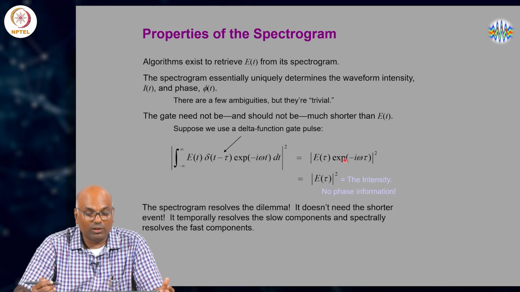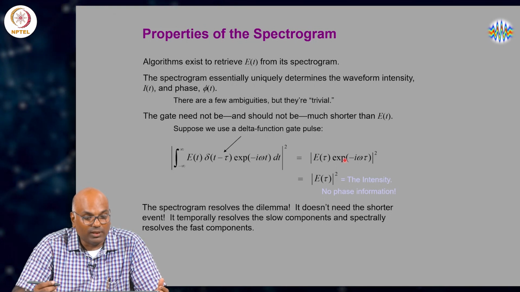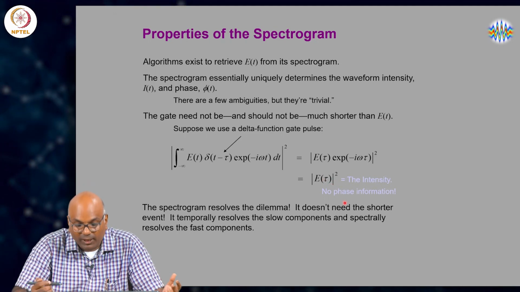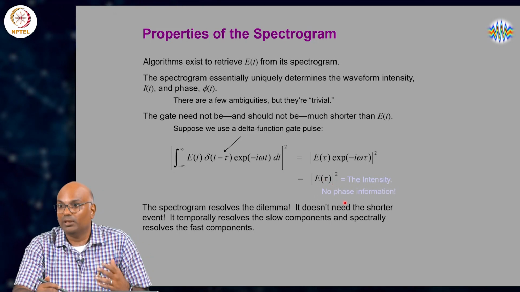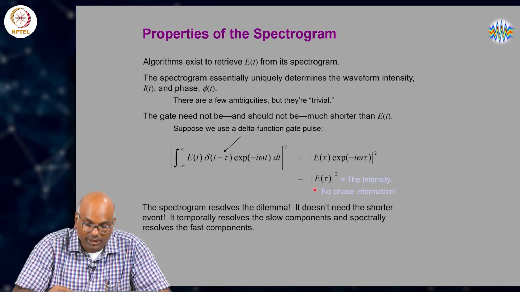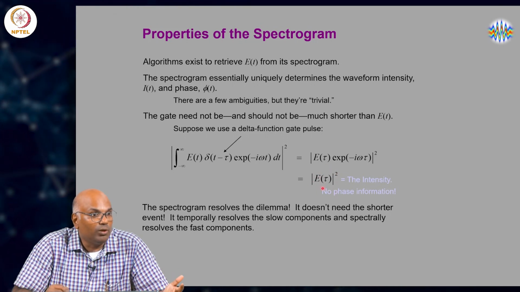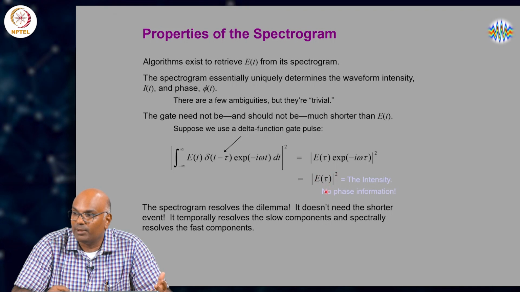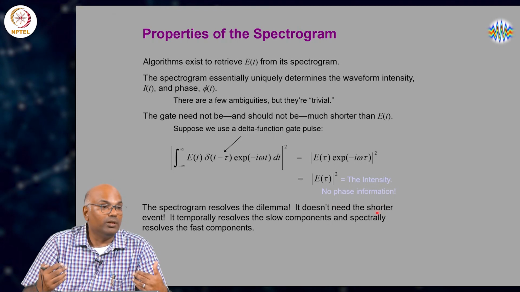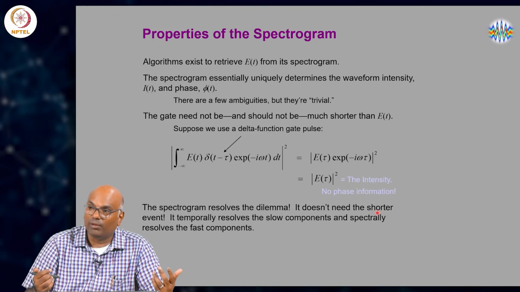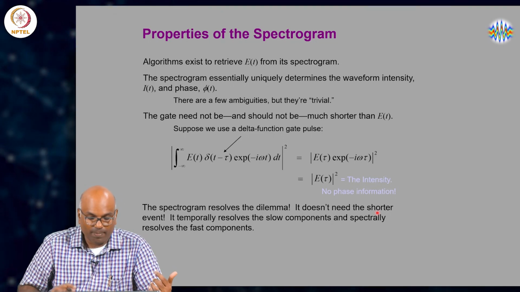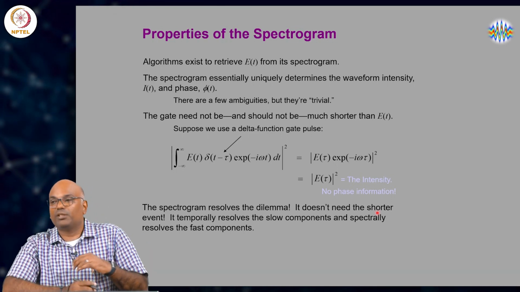So, if I have a very short gate function, what this tells me is that this is just the intensity of the pulse. I am simply getting the intensity, I have lost out on spectral information. I have lost out entirely on spectral information. That is to say that I cannot measure spectra, I cannot measure fields, I am simply measuring some intensity oscillations. From this, without phase information, we cannot retrieve the pulse. We go back to a scenario like what we had in the case of interferometry. We do not have enough information to retrieve the pulse. So, therefore, choosing a very short gate function is not a good idea.